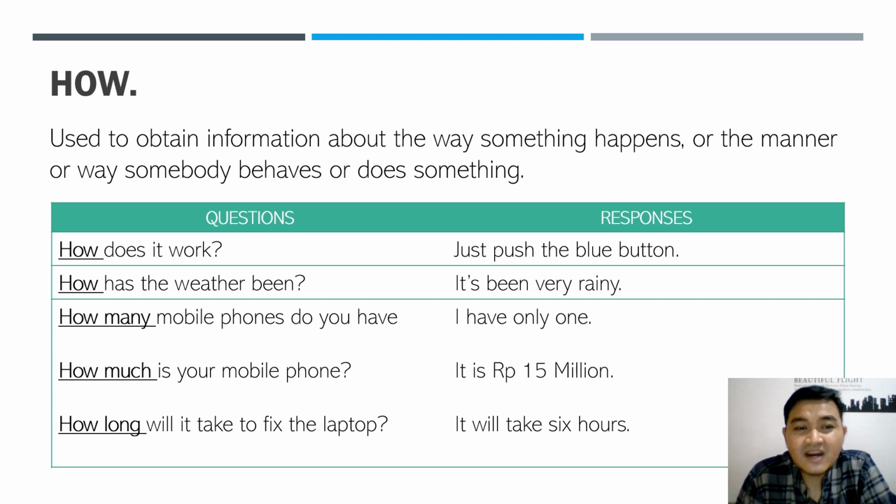The next one is how. How is used to obtain information about the way something happened or the manner or way somebody behaves or does something. How does it work? Yeah, how has the weather been? How many mobile phones do you have? How many girlfriends do you have? How many boyfriends do you have, for example? How much is the mobile? How long will it take to fix the laptop, for example? It's just asking about how something happens and the manner in which somebody behaves or does something.